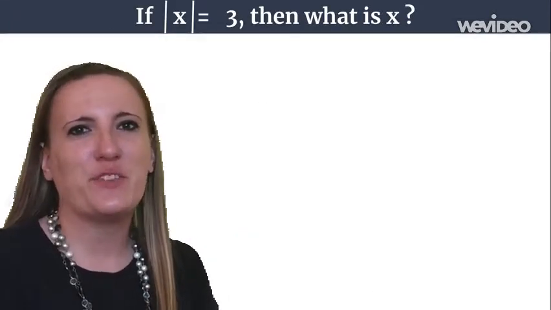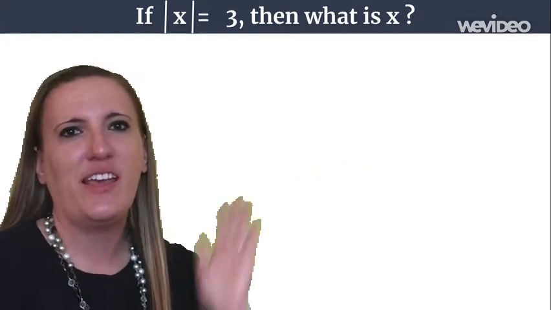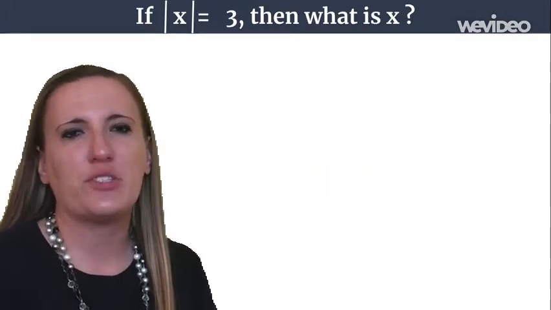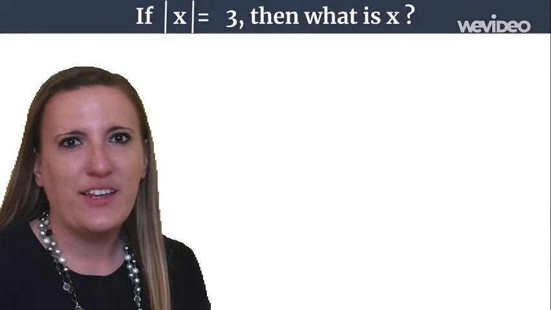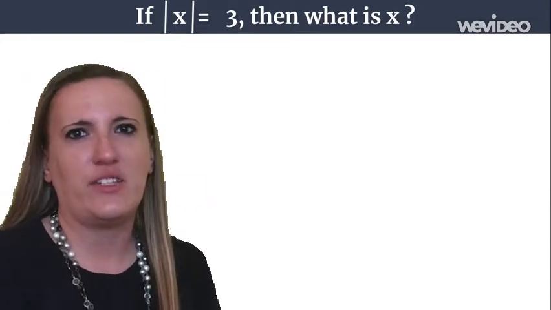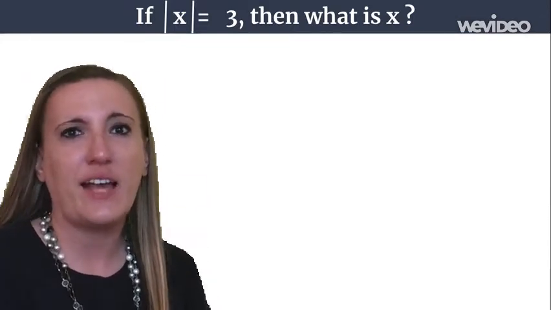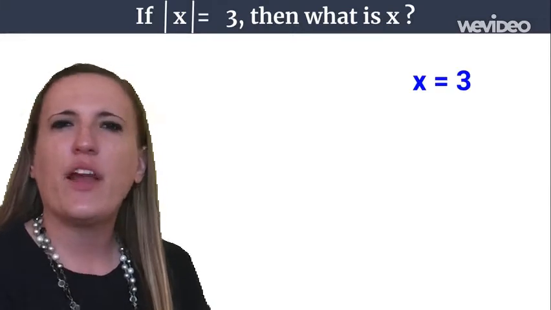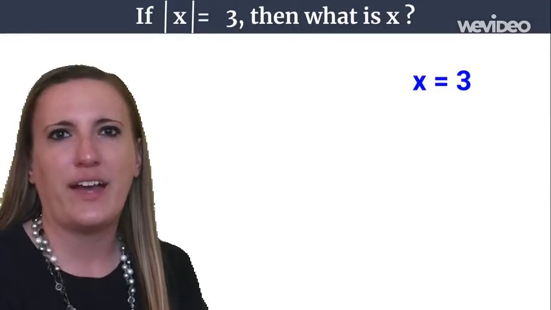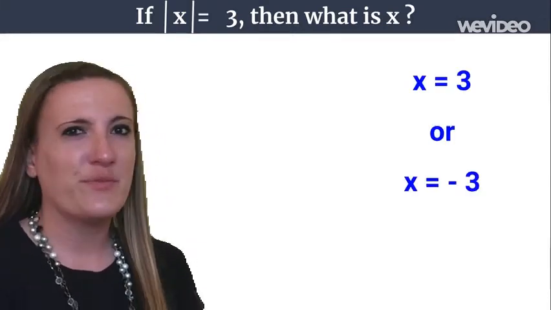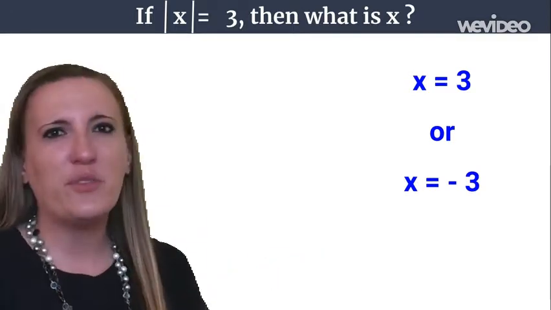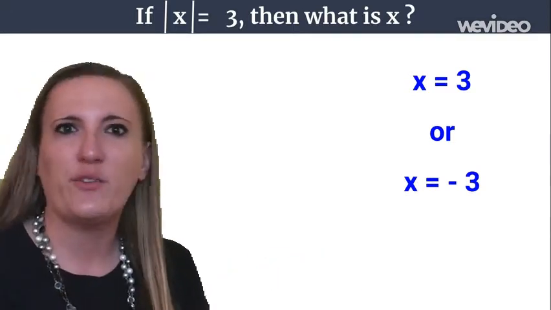Before we solve equations, we need to consider the following question. If the absolute value of x equals 3, then what is x? You're probably thinking that this is a trick question, or maybe you're thinking that x has to be 3, right? But are there any other numbers where the absolute value of x is also 3? What about negative 3? Both of these numbers give us the same absolute value.